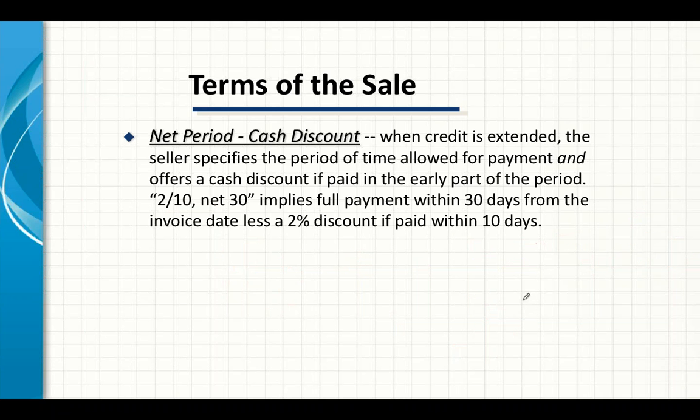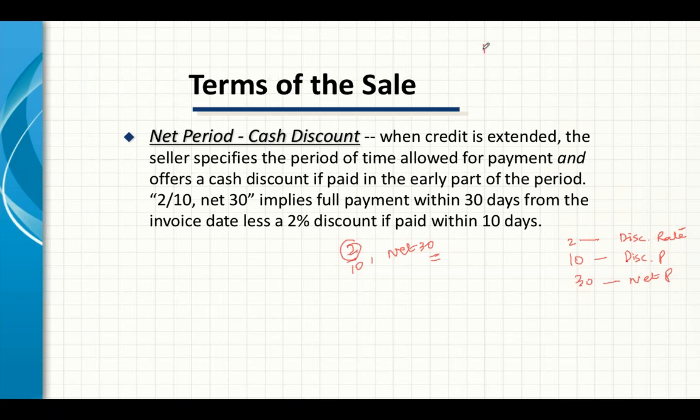And here our calculation will be like this: 2 of 10, net 30. Here 2 means discount rate. 2 is called discount rate. 10 means discount period. And 30 is net period, where there is no discount at all.